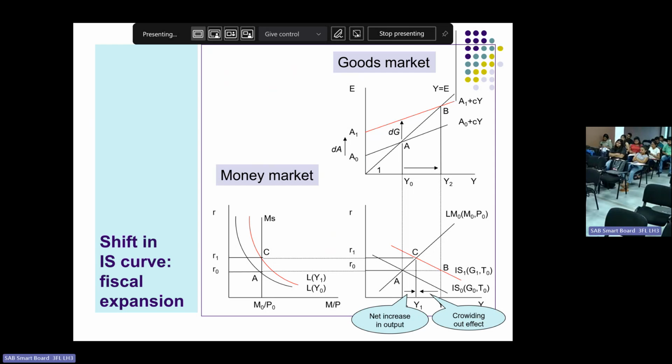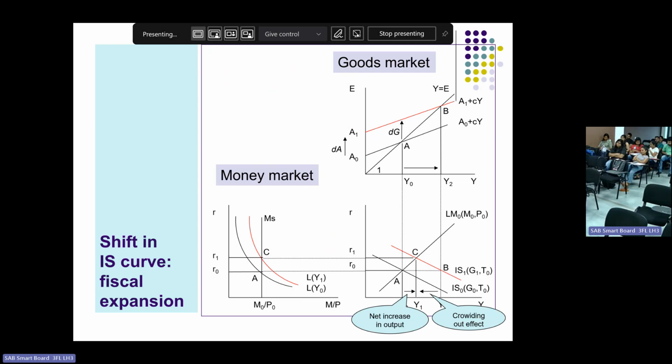Okay. If there is a rise in the government expenditure, so that this IS curve shifts to the right. Let's say the government expenditure increases from G0 to G1, so that shifts the IS curve to the right. Lastly, we talk about the shifting factors of the IS curve, right? Autonomous expenditure, government expenditure, taxes are the shifting factors of the IS curve. So a rise in the government expenditure shifts the IS curve to the right.